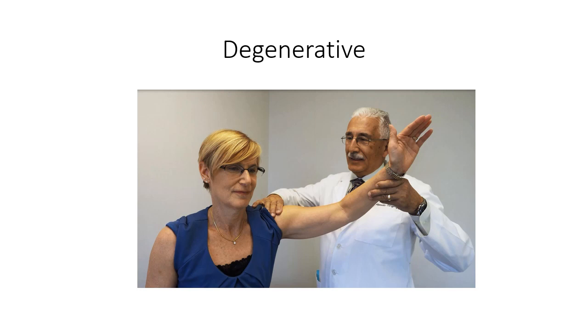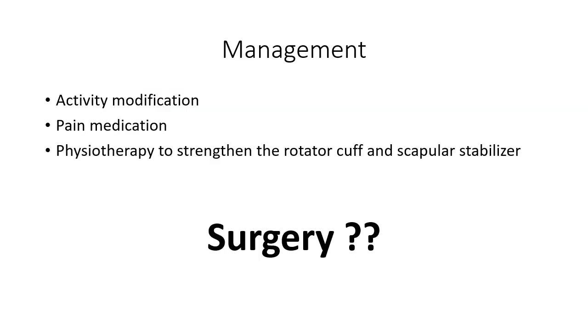The degenerative rotator cuff tear, usually we see this pathology in elderly people after repetitive movement and overhead activities. There is no history of trauma. The management is by activity modification, pain medication, and physiotherapy to strengthen the rotator cuff and scapular stabilizers. We have to think a lot before doing surgery, because there are many contraindications to surgery in the elderly, because they have little capability for healing.